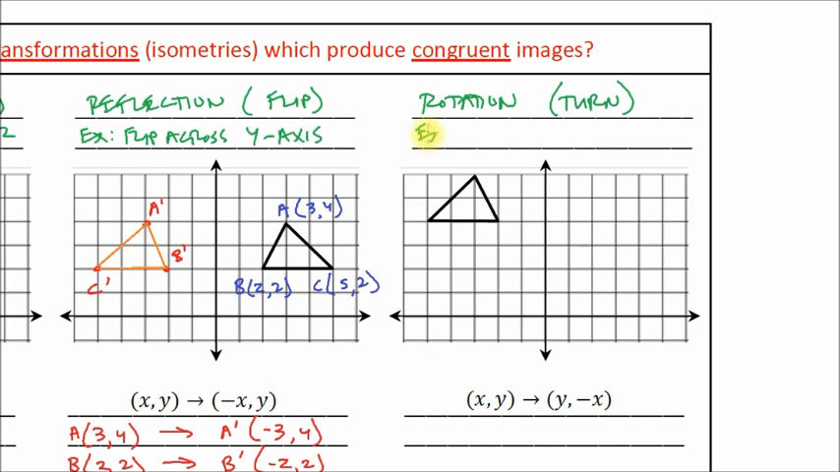So here's our example. Let's turn this pre-image. We're going to turn it 90 degrees clockwise. And remember, when we're turning things in this unit, we're always going to be doing it around the origin. So put this in parentheses in the margin. This is going to be turning around the origin.